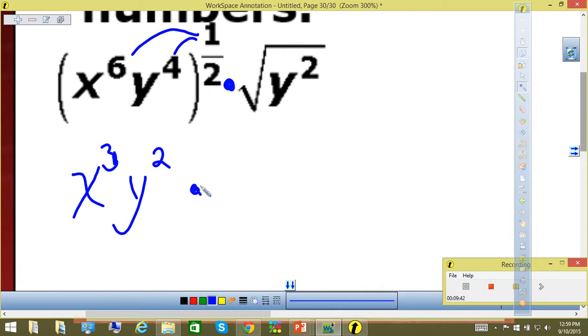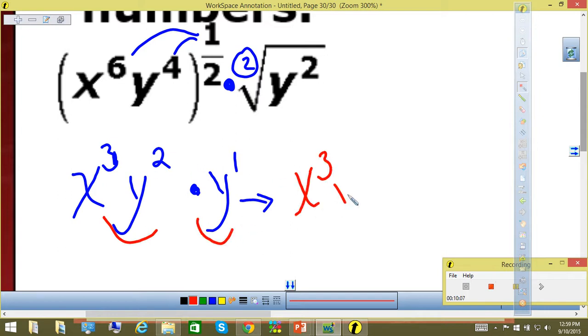Bring down the multiplication sign. And what is the invisible index here? 2. So what happens to these? Divide. So we're left with y to the 1st. Now, are we done? No, because here we still can simplify because these are the same bases. So we're left with x cubed y to the third.